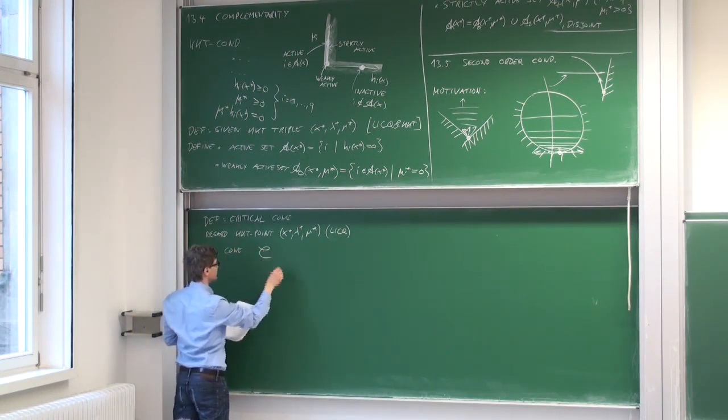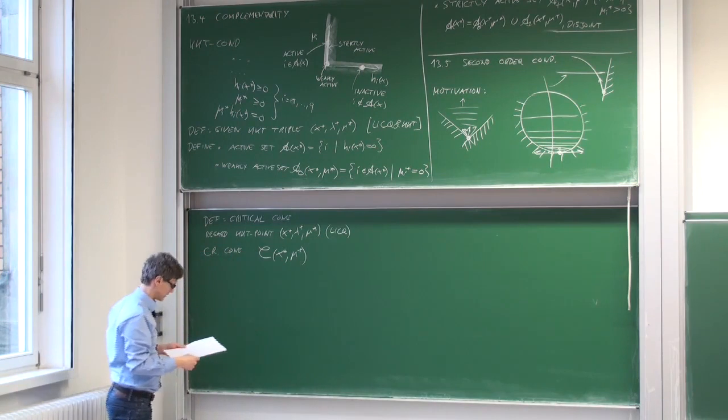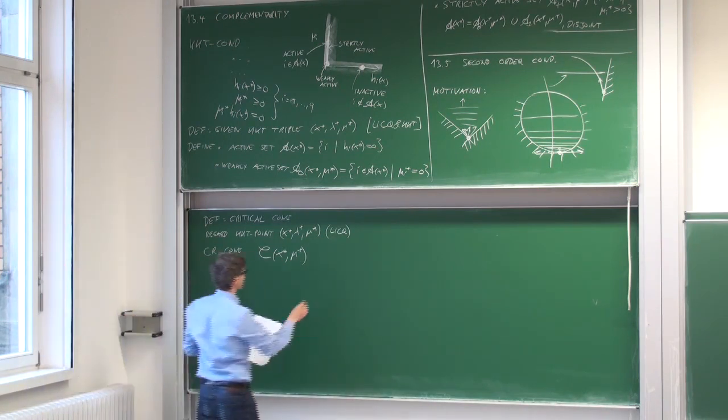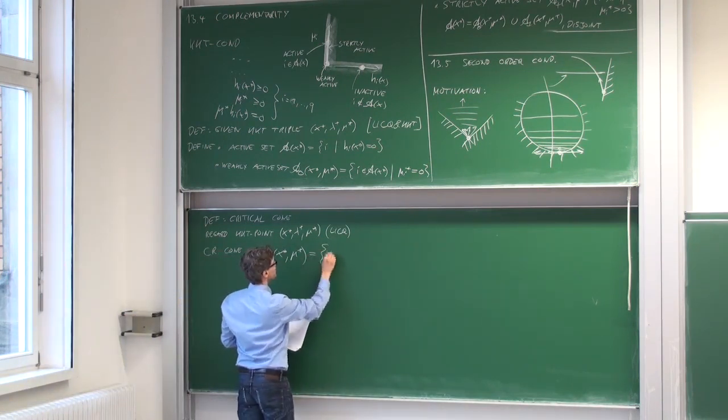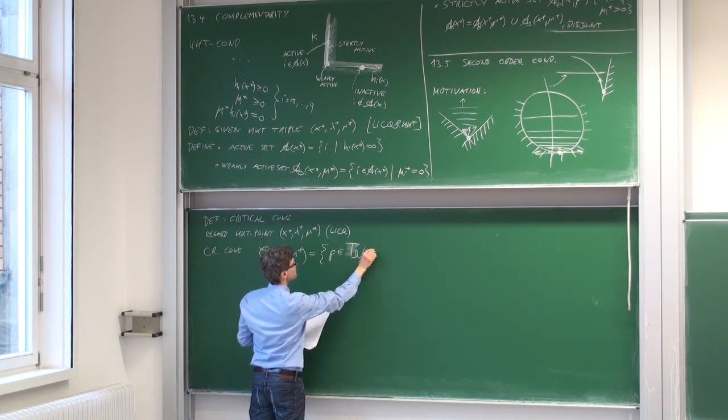we call it curly C. It depends on x star and also on mu star, like the active set. It's the set of all directions P which are in the tangent cone. Sorry, I wrote the tangent cone like this, I think, right? And omega is the feasible set.